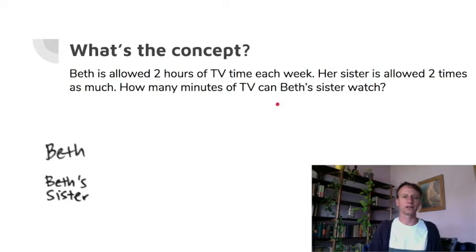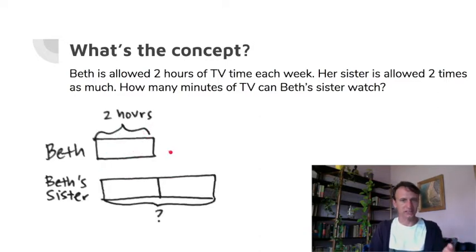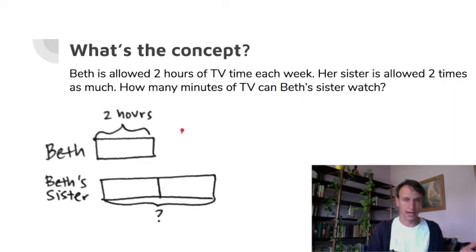Okay, well, let's start off making a nice little tape diagram. Here's Beth, Beth's sister. Beth gets 2 hours a week. Sister gets twice as much. And how much is that? Well, we can do 2 plus 2 is 4, right? So it's 4 hours. But the question is how many minutes, all right?